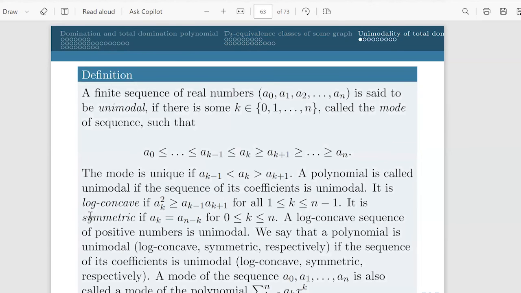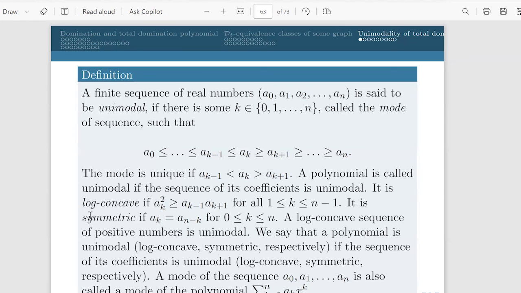It is about polynomial and unimodality of the total domination polynomial of a graph. All of you maybe know about unimodal. We say a sequence A0, A1, ..., An is unimodal if there is some k, called the mode, such that we have these inequalities: A0 is less than or equal to A1, up to A(k-1) less than or equal to Ak, and then after this index k we have the inverse relation. Ak is greater than or equal to A(k+1), and so on.